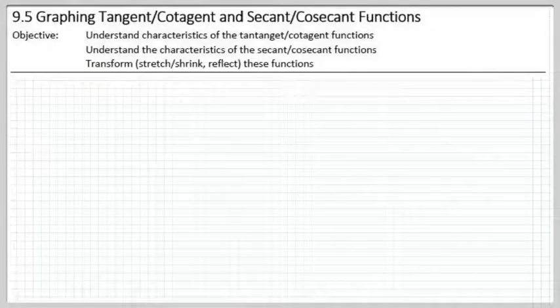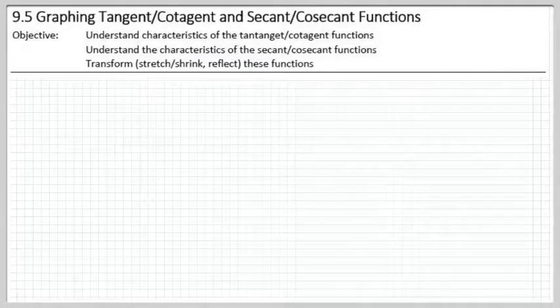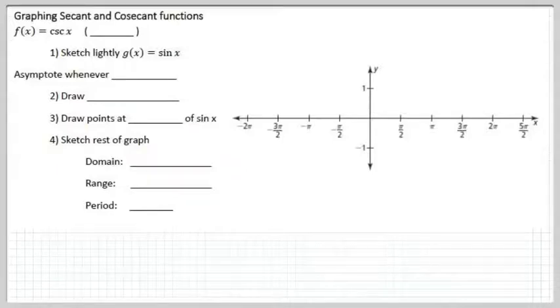Hello everybody, in this lesson we're going to be graphing tangent, cotangent, secant, and cosecant functions. We're going to start with both secant and cosecant functions. They're kind of nice follow-ons from after having graphed sine and cosine. The cosecant function is basically our 1 over sine theta or 1 over sine x function.